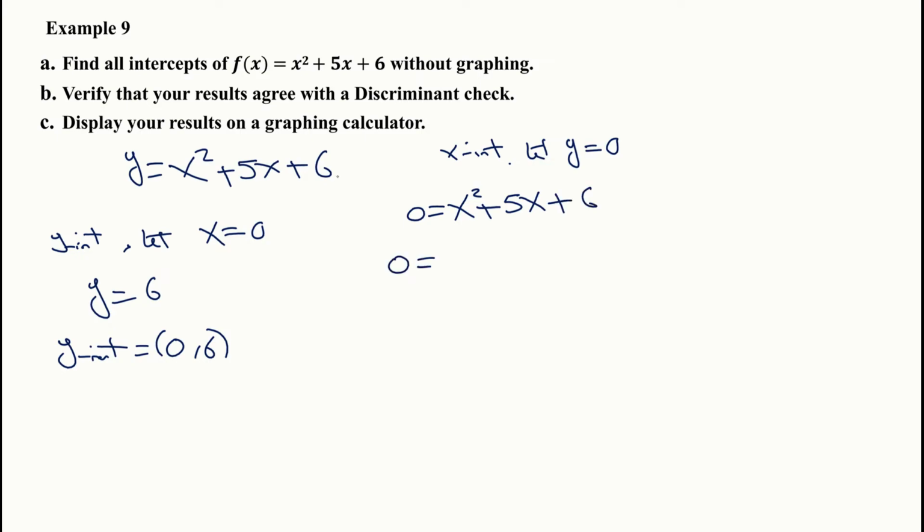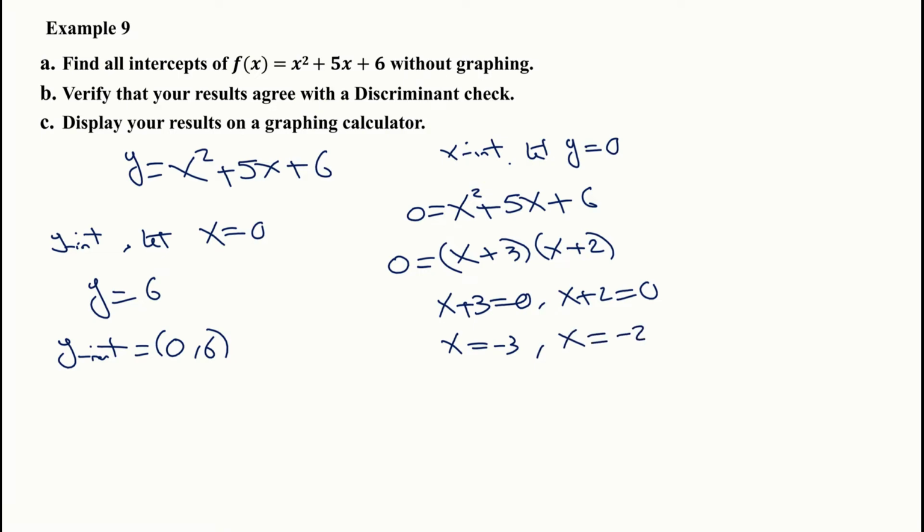So we get 0 equals quantity x plus 3 times x plus 2. That's a simple factoring problem, right? First times first is first, last times last is last. Inner product and outer product give us the middle term when we add them, okay? So we get either x plus 3 equals 0, we're applying the 0 factor property, or x plus 2 equals 0. So we get either x equals negative 3 or x equals negative 2.